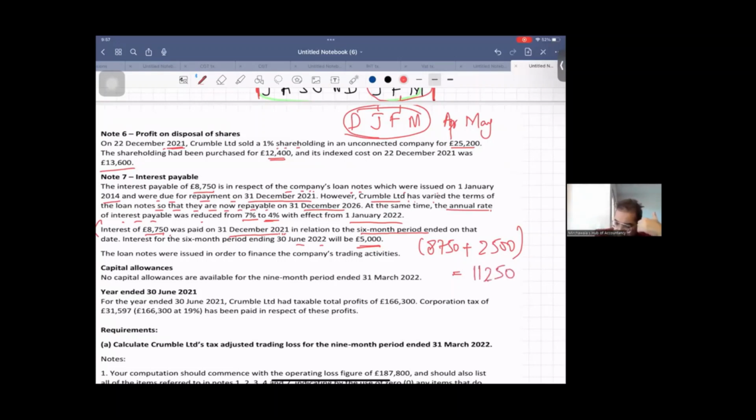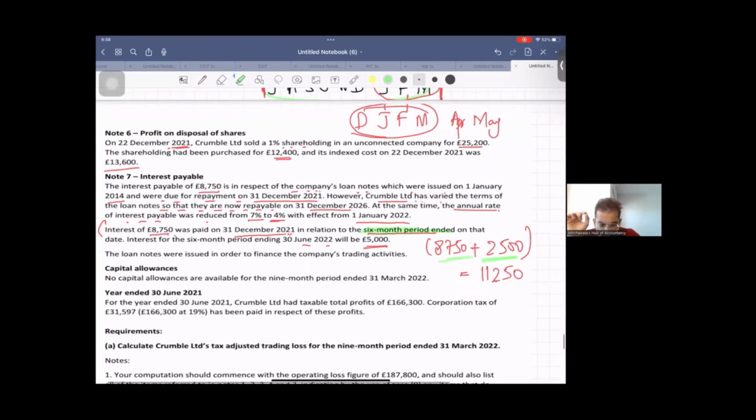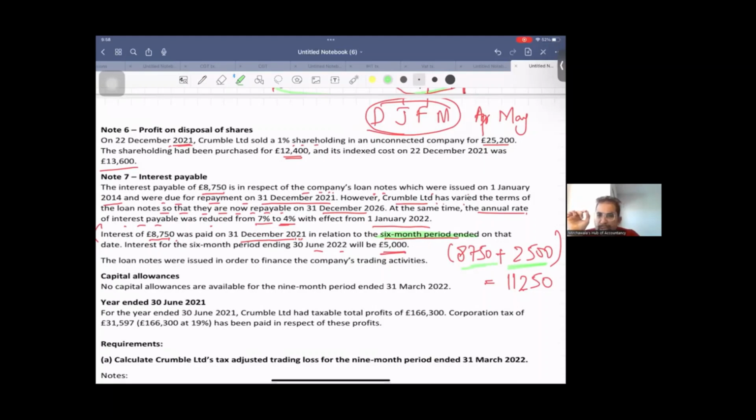11250. Very good. 11250. So my dear students, look at here. We have to do calculation on accrual basis, and our accounting period is 9 months. So they are clearly saying, see, for the first 6 months period, it is 8750, and next 3 months it's 2,500. So automatically 11,250. Did you understand this point, students? Please tell me.